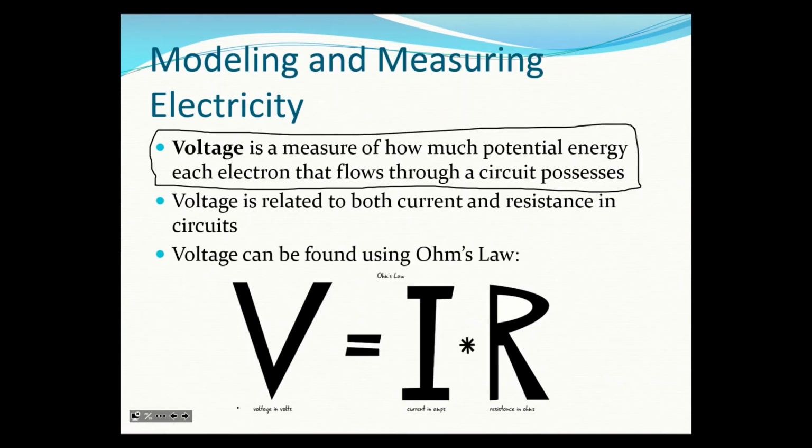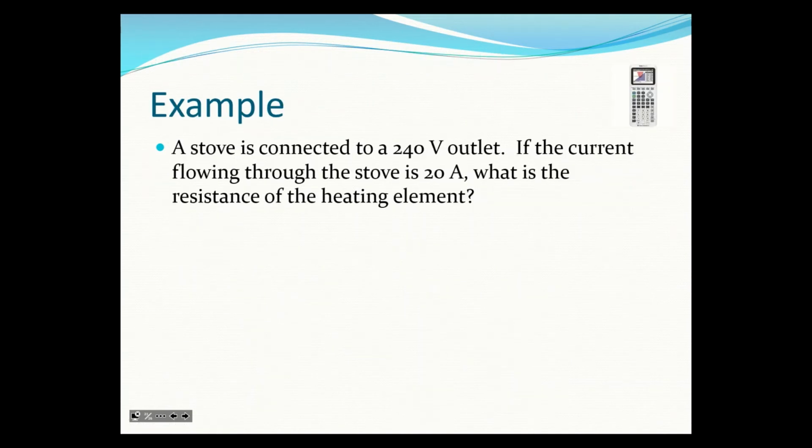Okay, so voltage is in volts. Current, which has a symbol I, is in amps. And resistance, which is R, is found in ohms. So those are the units: ohms, amps, and volts. So we'll do some questions with it.